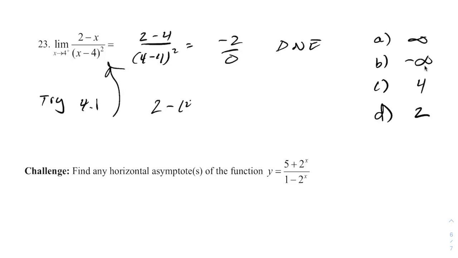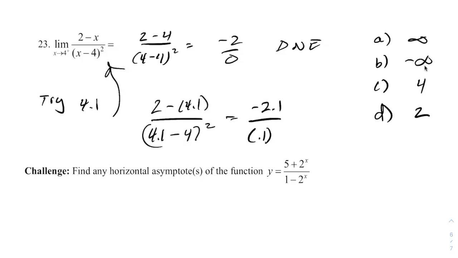2 minus 4.1 over 4.1 minus 4 squared. Over here I get negative 2.1 over 0.1 squared. Right, so negative 2.1 divided by 0.1 squared. Remember, if you divide by a small number, you get bigger, so it's going to be infinity. You're getting close to it. But the key here is to be negative. So you get a negative number, so it's going to be negative infinity. Negative infinity is going to be our answer.